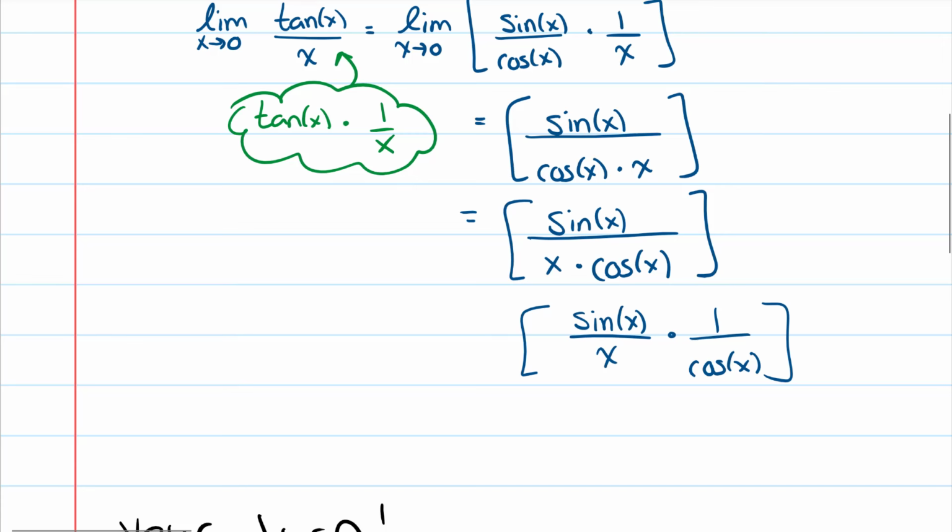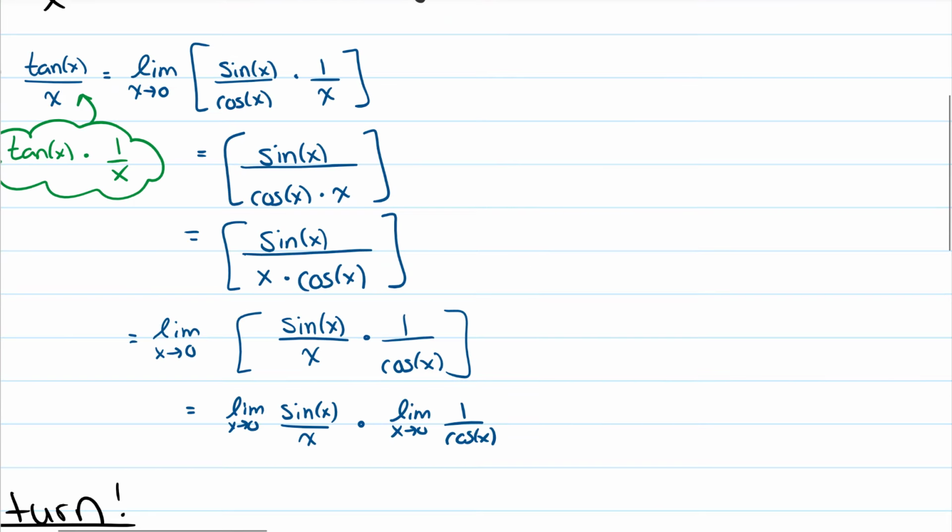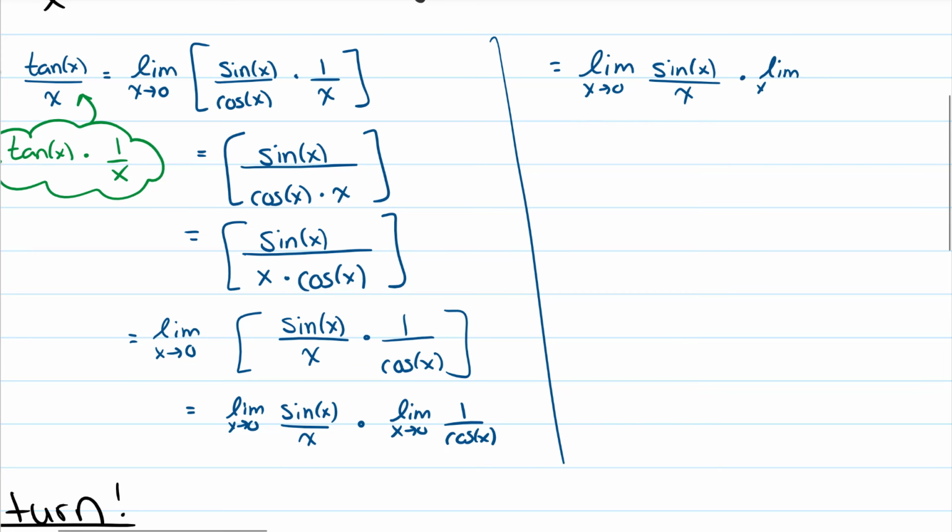And now I'm going to go ahead and apply the limit as x approaches 0. So we know that the limit as x approaches 0 of sine of x over x is equal to 1. But what I'm going to do is use the product rule of limits to write this as two limits. And now I can use direct substitution. So this is the limit as x approaches 0 of sine of x over x times the limit as x approaches 0 of 1 over cosine of x.